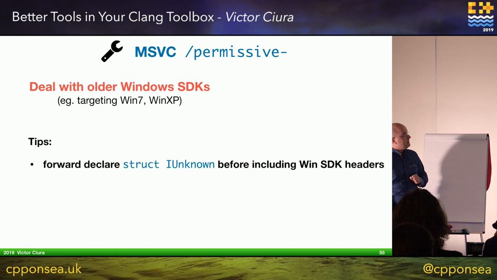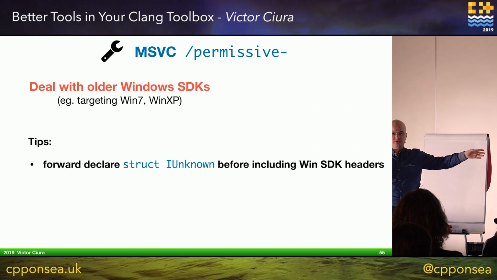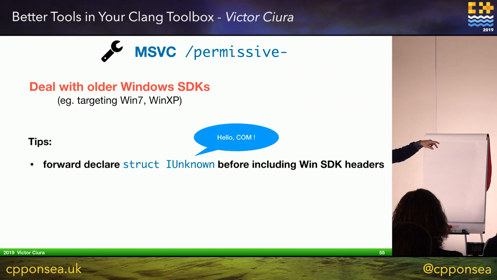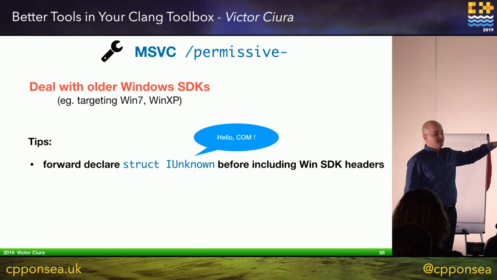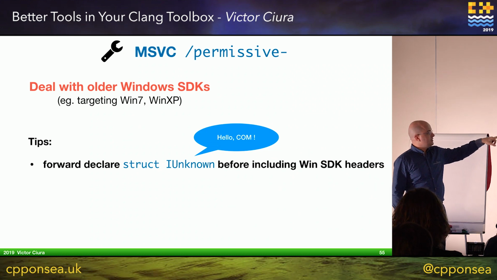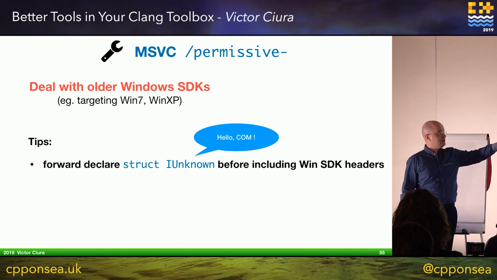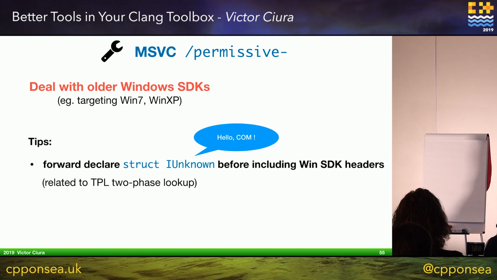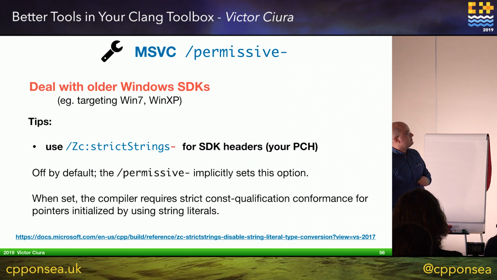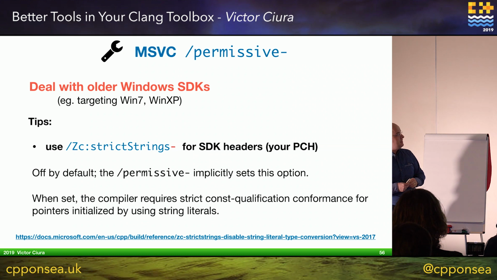For dealing with the SDKs, a frequent offender, if you're targeting, for example, Windows XP or Windows 7, hello COM, if you're using COM, or including some header that has ties in Windows COM, you do need, because of the template machinery, to forward declare struct enum before including those headers to get rid of that warning. Again, it's related to two-phase lookup in templates. And this is a frequent one, again, if you're dealing with older Windows SDKs.